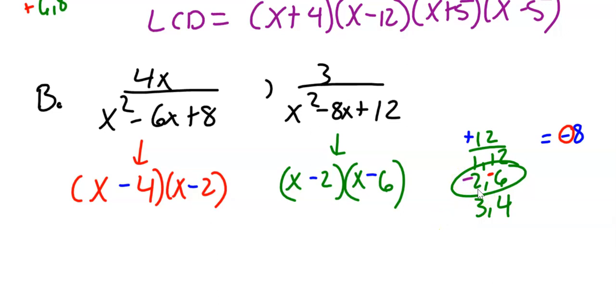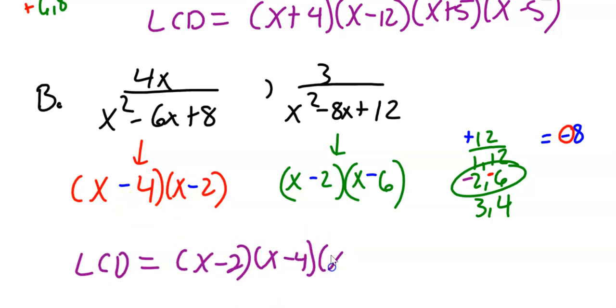Okay, now, good thing on this one is you do have an x minus 2 that's here and here, so you only need to have the x minus 2 one time, but you do need an x minus 4, and you do need an x minus 6.